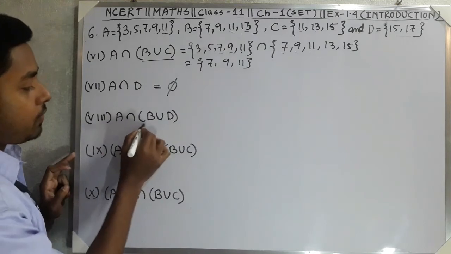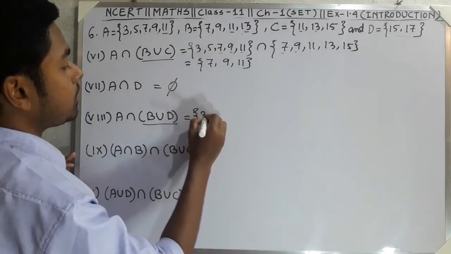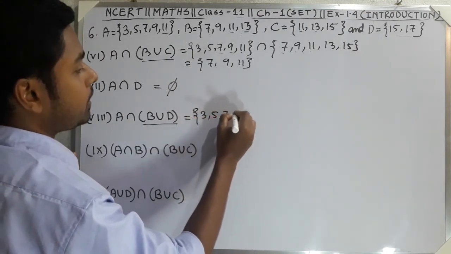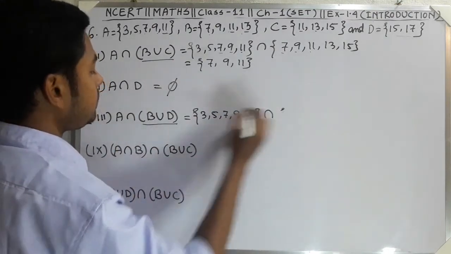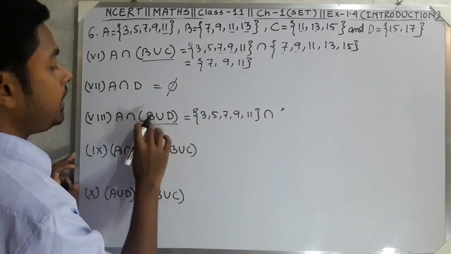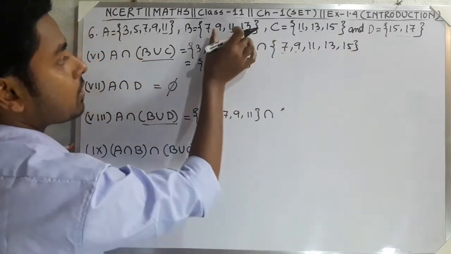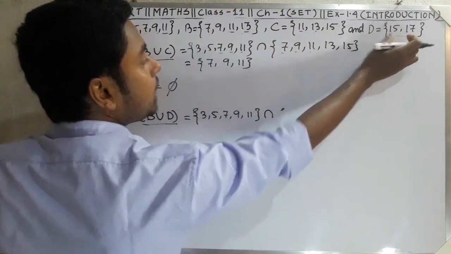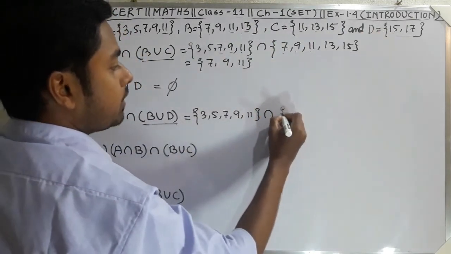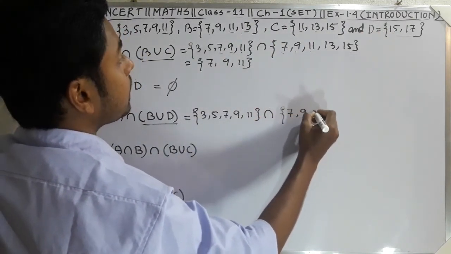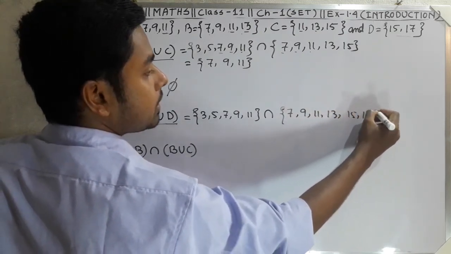Now here first of all you have to do this. Okay. So A will be the same as it is. So A is equal to what? 3, 5, 7, 9 and 11. Okay. Then intersection. And you have to find out now this set, sorry, B union D. B and D union. That means all the elements of B, all the elements of D and common elements. So there is no common element. So we have to take all the elements. 7, 9, 11, 13. Then 15 and 17.